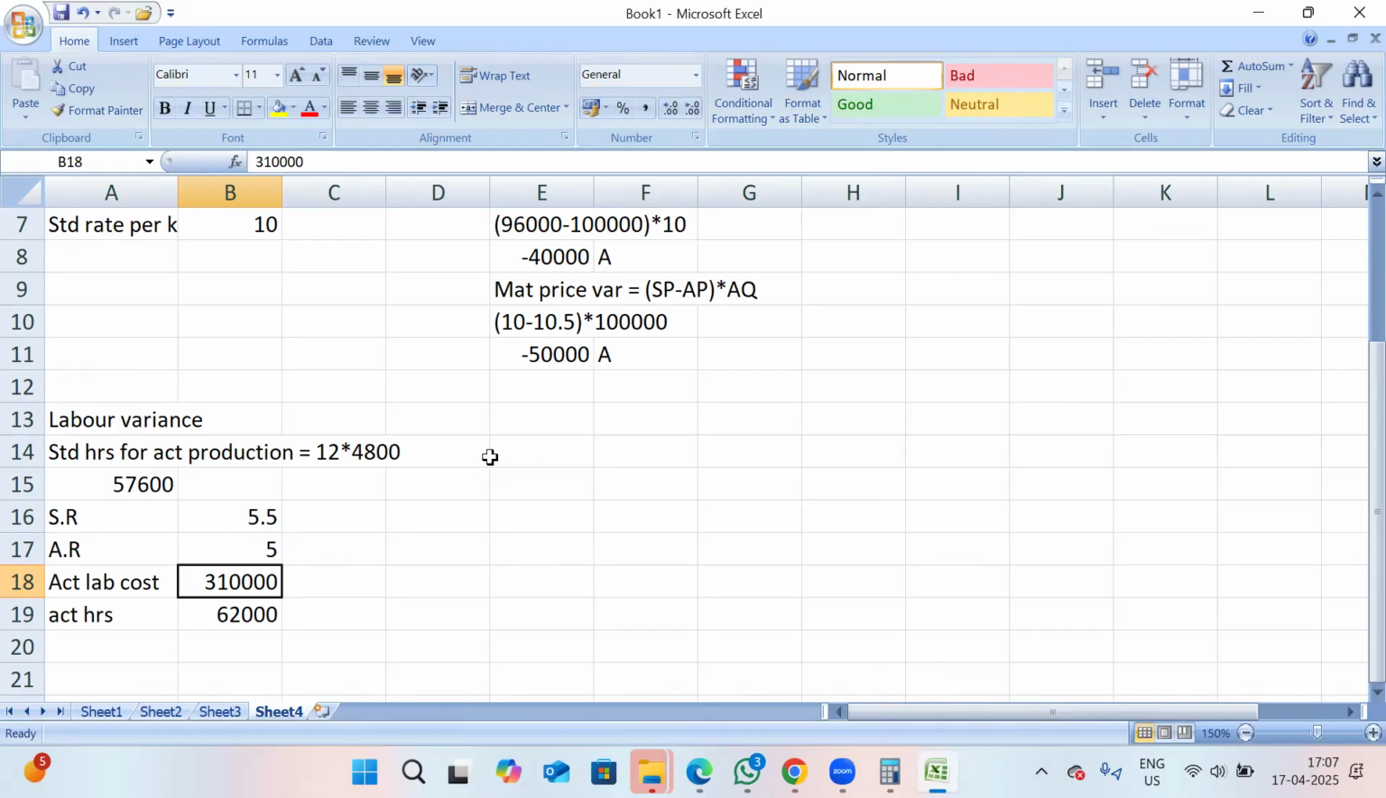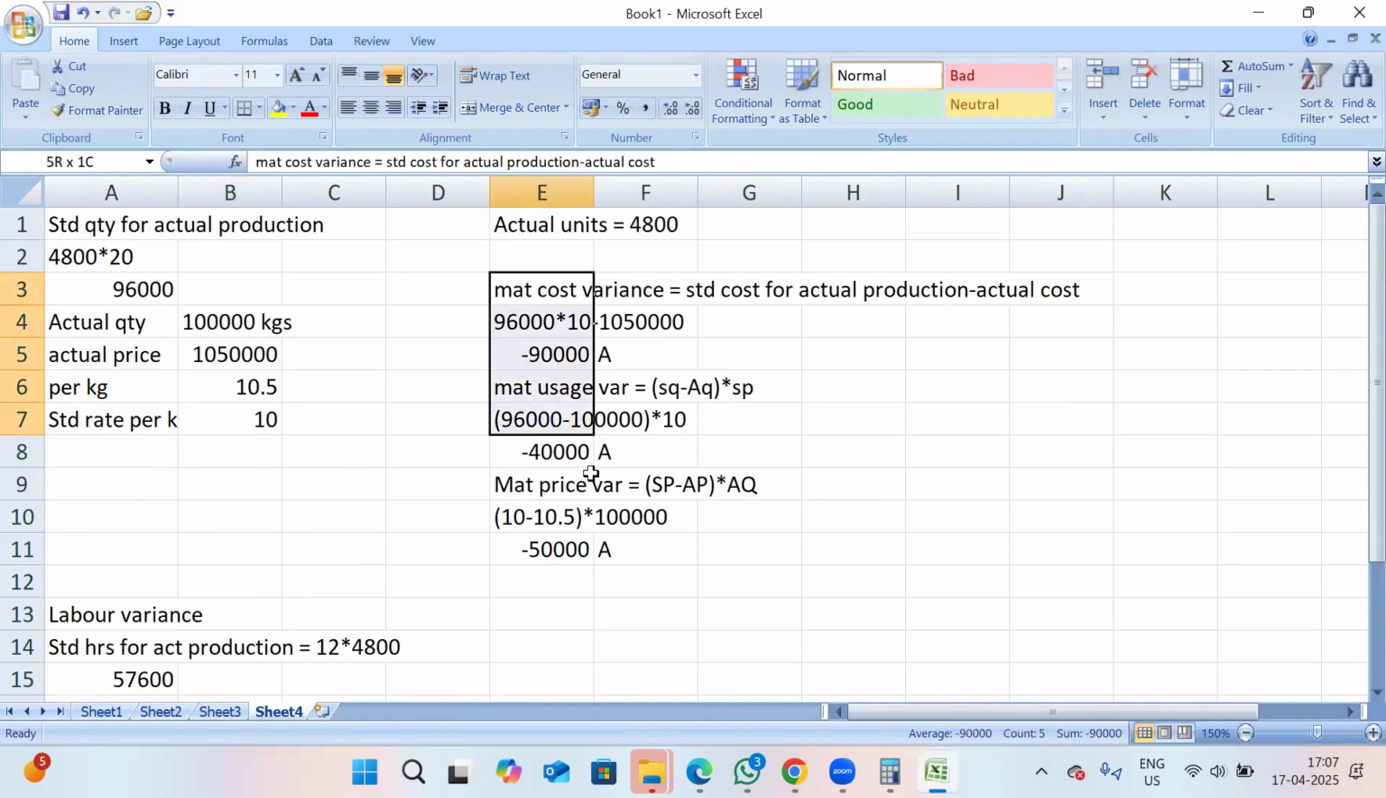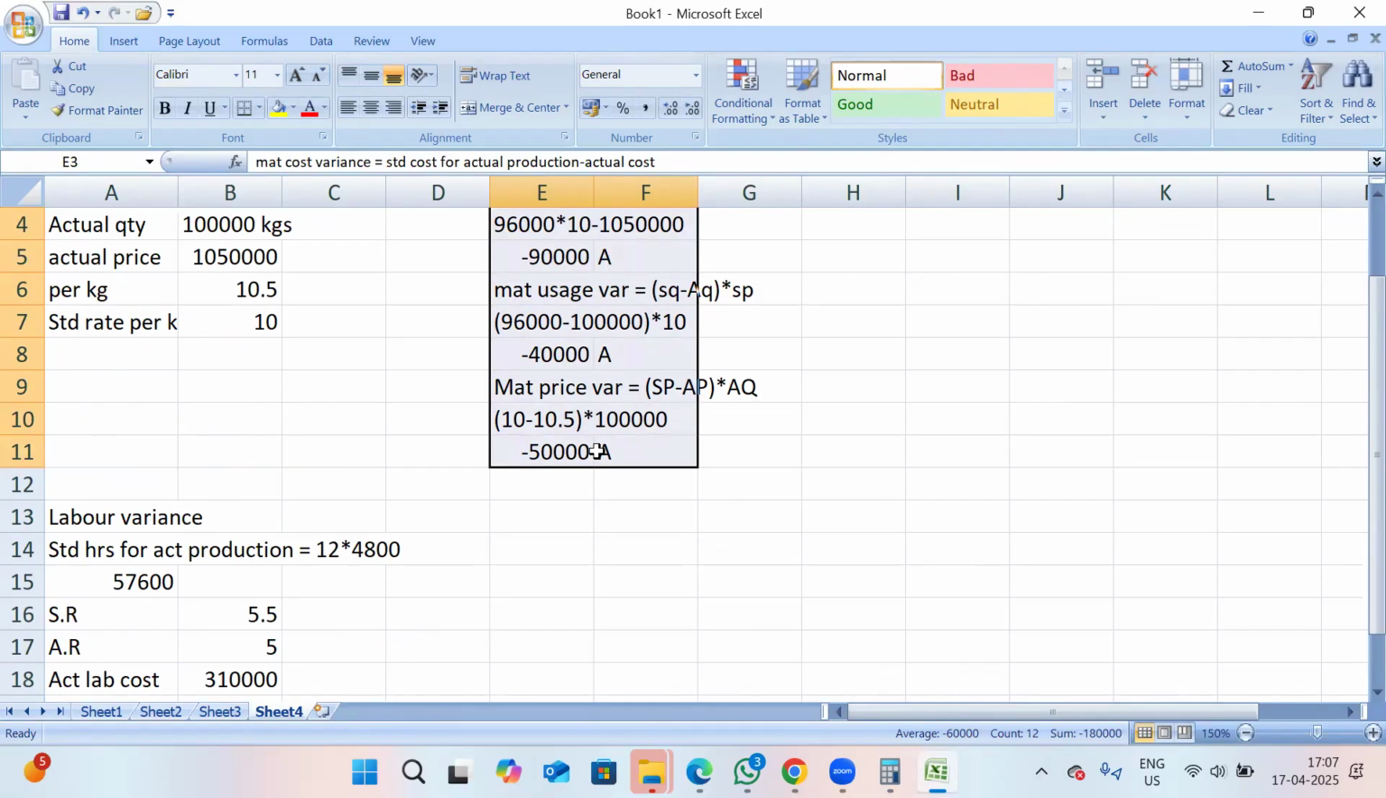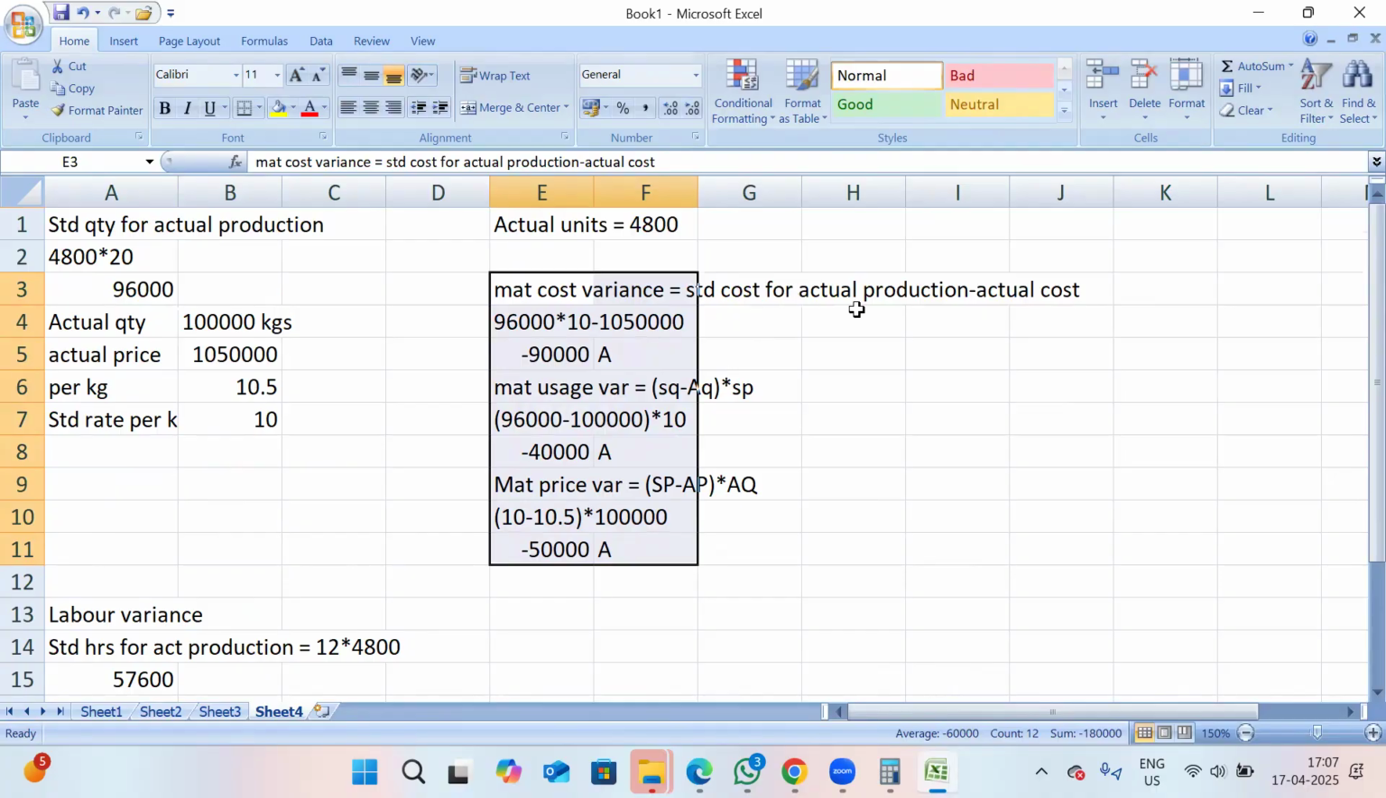Okay, fine. If you remember this formula, you can easily arrive at labor cost. The only thing is, here I used the standard cost for actual production, right? It is the same thing; instead of material, I substitute labor. Instead of usage, I will refer to it as efficiency. Instead of quantity, I will replace it with hours. That's it. Instead of price, I replace it with rate.